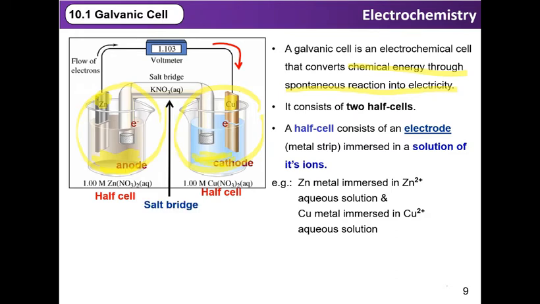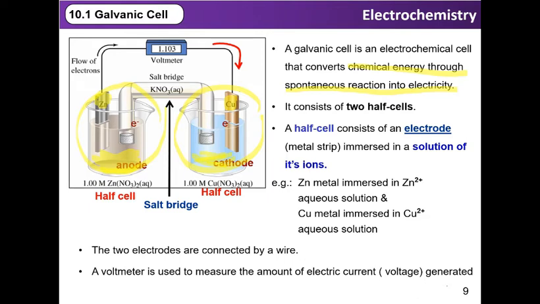This is the anode, the half cell at the anode. This is the cathode. Now these two electrodes, zinc and copper, are connected by wire, and a voltmeter is used. This is a voltmeter, used to measure the amount of electric current, or what we call voltage.